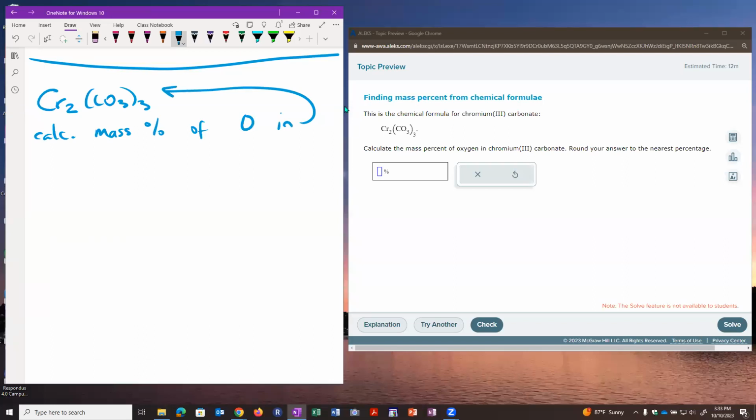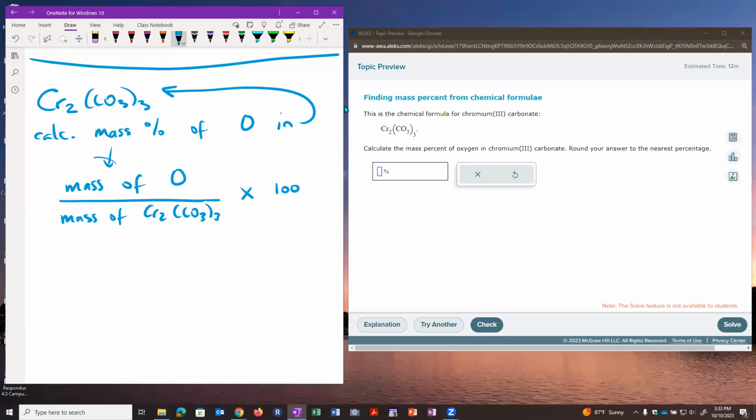All right, so we've seen percentages before. We've worked with them several times. If we're looking at the mass percent of oxygen, what this means is that we're looking for the mass of O, the part, divided by the whole thing, which would be the mass of the Cr2(CO3)3. And because it's a percentage, whatever number we get, we're going to multiply it by 100.